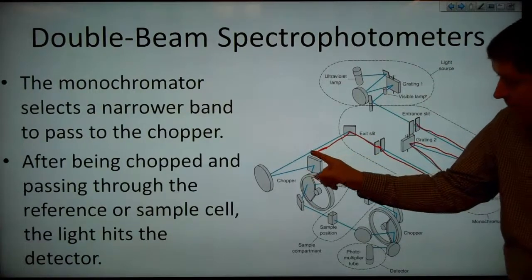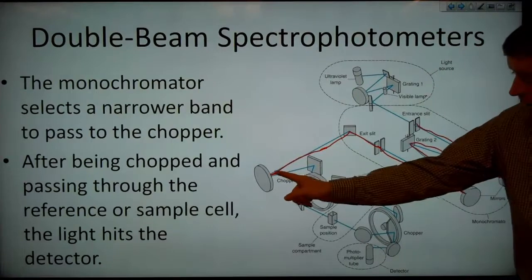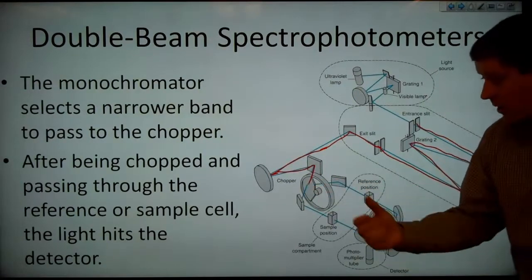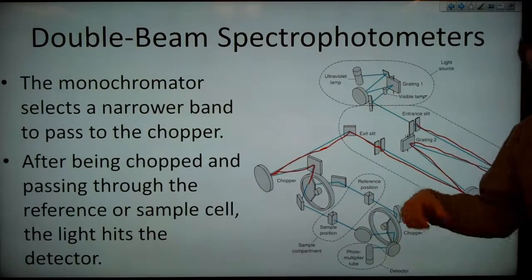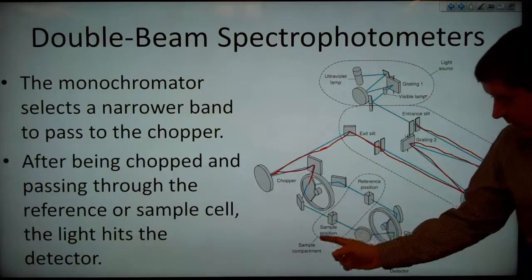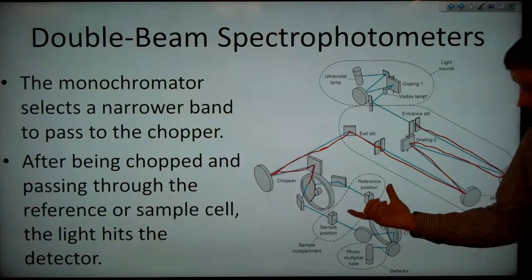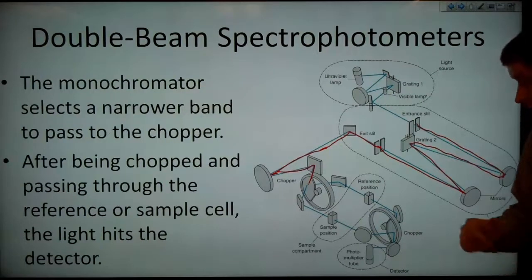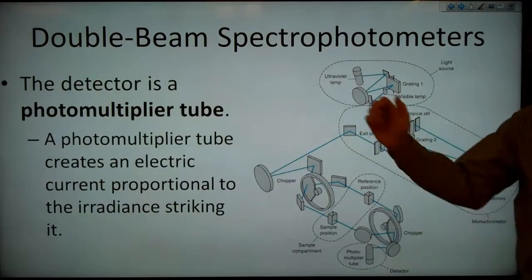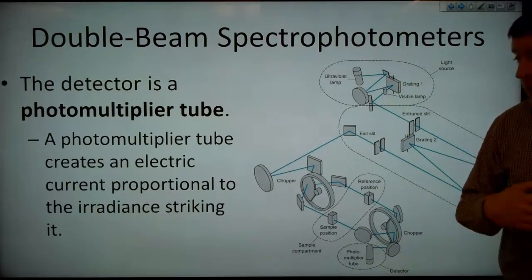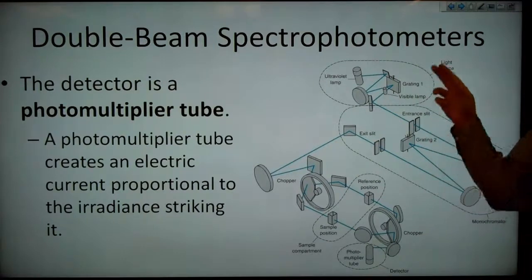The light then leaves our monochromator, goes to a couple of mirrors, and then gets to our chopper. And the chopper then either passes the light through or reflects the light down a different path, and then the light goes either to our reference cell or our sample cell. Sample cell is here, the reference cell is there, and then the light goes to perhaps another chopper and onto our detector. In this case, the detector is a photomultiplier tube. Now, a photomultiplier tube creates an electric current that's proportional to the irradiance striking that photomultiplier tube.